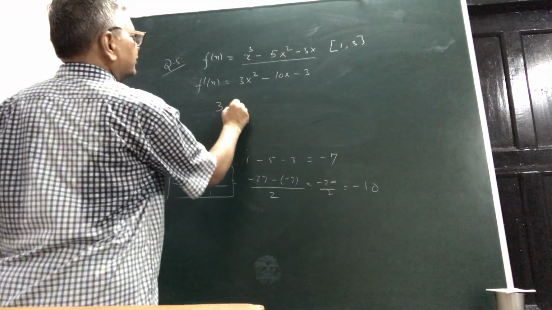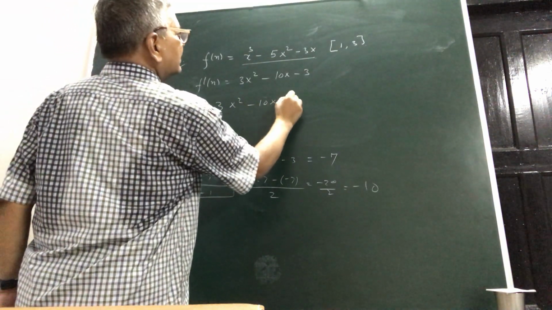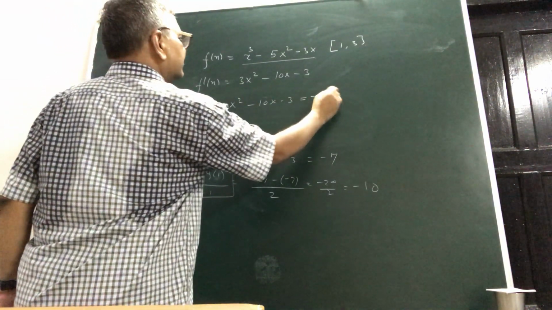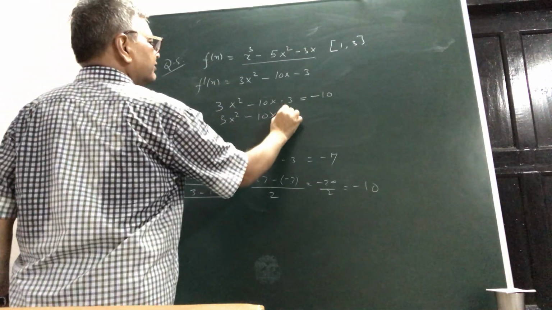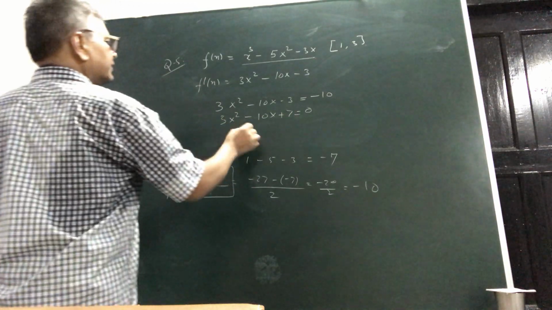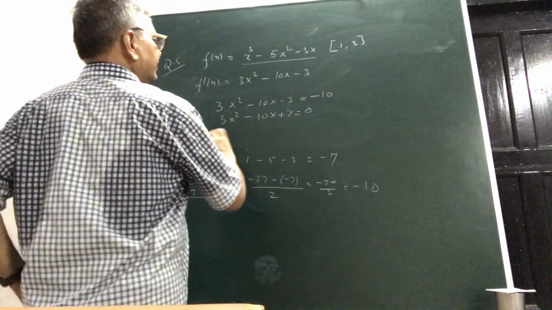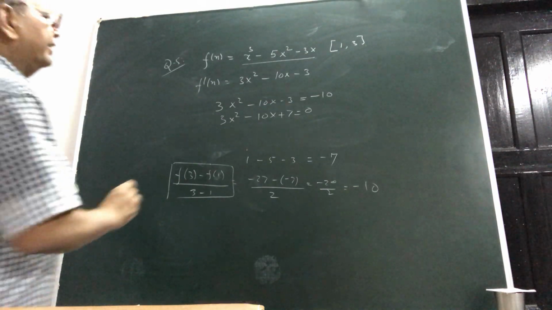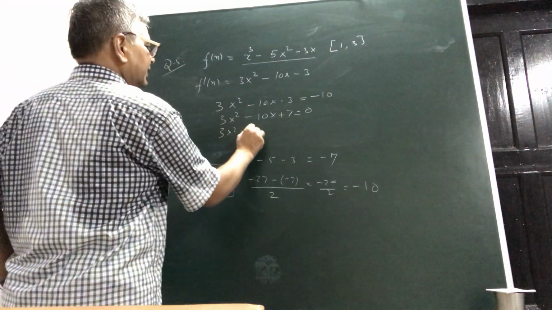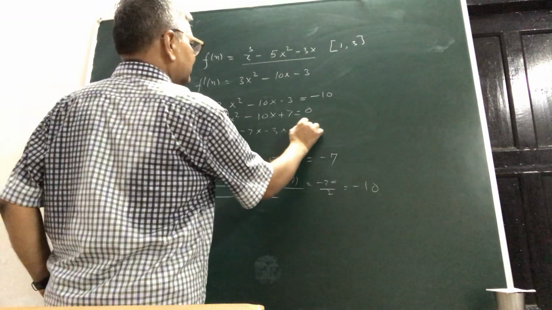Now put this value: 3x² - 10x - 3 is equal to -10. Bring this side here: 3x² - 10x + 7 is equal to 0. Factorize it, 7 times 3 is 21, so you have to find the factors of 21. So it will be 3x² - 7x - 3x + 7.